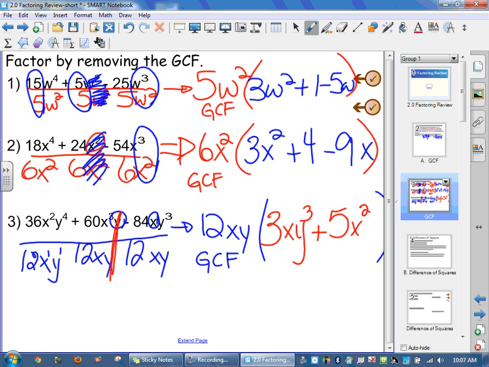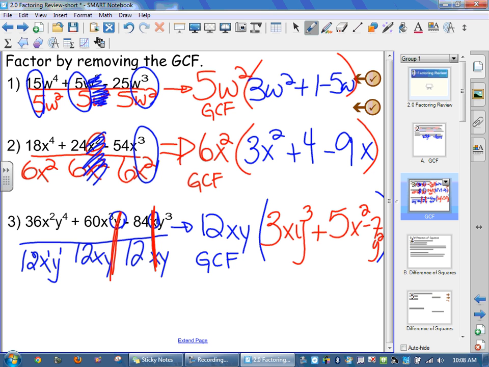They cancel. So I'm going to get a negative 7, and beside him, I'm going to get y squared. Negative 7y squared should be on the end. Okay? So the inside is 3xy cubed plus 5x squared minus 7y squared. A little squishy there on the end. That's our first type. So we've got greatest common factors.